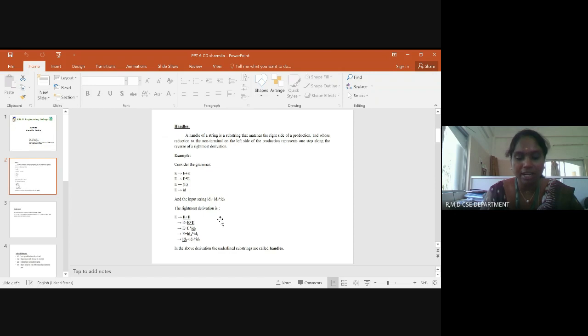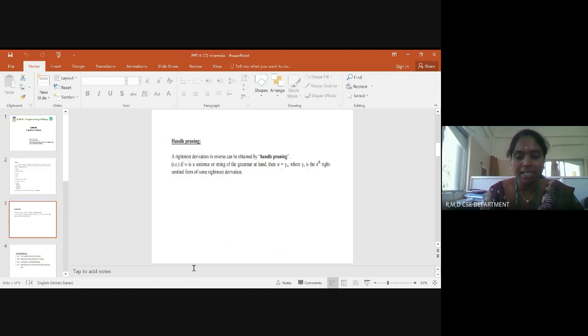So here, for the rightmost derivation, E tends to E plus E, then we substitute E tends to E into E. In that production we are substituting E into E into E. Again, for the last rightmost E, we use the production E tends to ID, so we are substituting ID. If you substitute the values for the non-terminals like that, finally we get the string. This type of substring is called a handle.